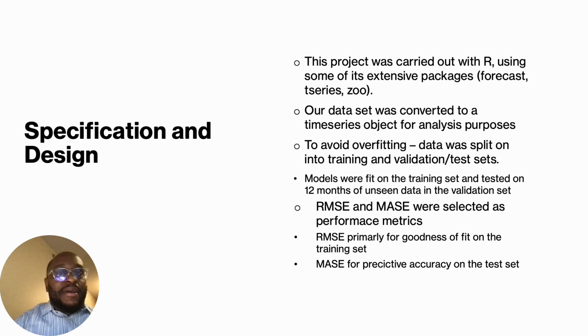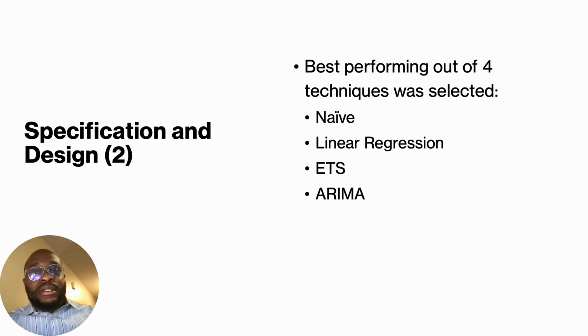We then used RMSE and MASE as our performance metrics. RMSE was primarily used for goodness of fit on the training sets, while the MASE was used for predictive accuracy on the test sets. This project saw us use four techniques: naive, linear regression, exponential smoothing, and ARIMA to build a number of models. And based off of our performance metrics, the best performing model was selected.